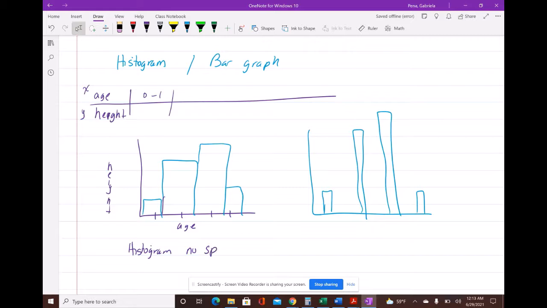no space. For a bar graph, you need space. What space am I talking about here? This space in between each one, that's what makes it a bar graph. No space, that's what makes it a histogram. So for right now, look at these 2 questions, and if you have any questions, please let me know. Thank you.